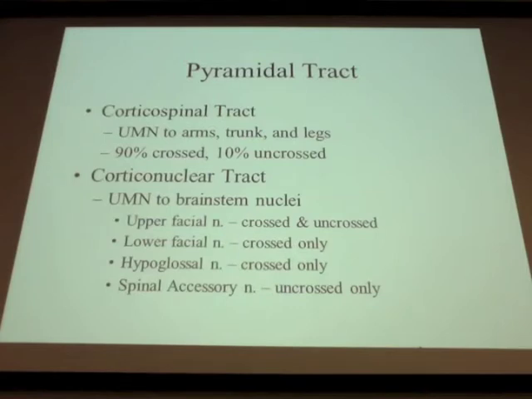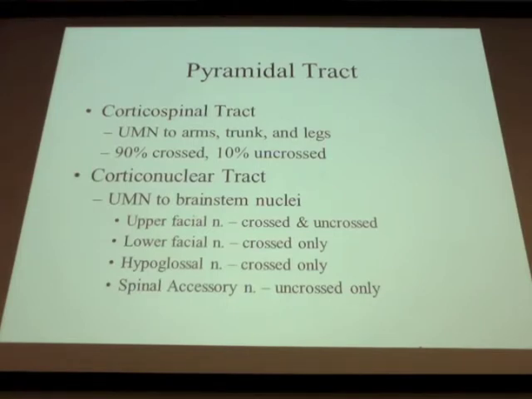There are two main tracts. The corticospinal tract, which is the main one, goes from the cortex down into the spinal cord. The name tells you where it goes: corticospinal, from the cortex to the spine. And the other one is the corticonuclear tract. It goes from the cortex to the brainstem nuclei for the cranial nerves.